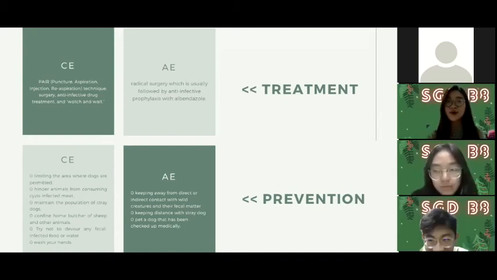Now I will tell you how to prevent cystic echinococcosis infection. The main prevention that could be done is to avert any transmission of the parasite. Actions include limiting the area where dogs are permitted, hindering animals from consuming cyst-infected meat, maintaining the population of stray dogs, confining home butchering of sheep and other animals, trying not to consume any food or water that may have been tainted by fecal matter from dogs, washing your hands with soap and warm water after taking care of dogs and before handling food, and teaching youngsters the importance of washing hands to prevent disease. These are the things you could do to prevent cystic echinococcosis infection.